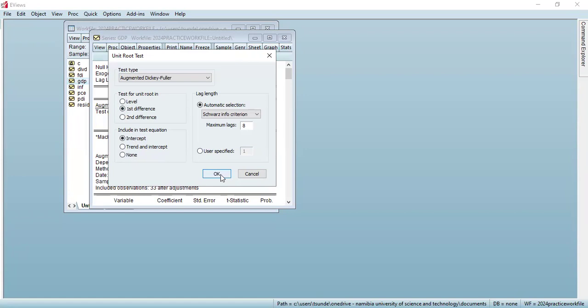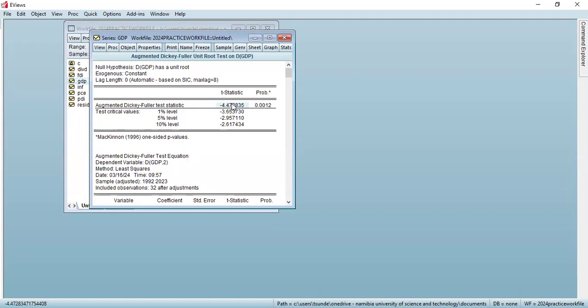So we do the first test. What is it telling us? The t-statistic is more negative than the critical values, which means this variable is now stationary. The first difference of GDP is stationary at the 1% level of significance. Same applies if you look at this probability value, it's less than 1% because 1% is 0.01, but here you have 0.0012, which is less than 1%, which means it's significant at the 1% level of significance. So the first difference of GDP is stationary at the 1% level of significance.